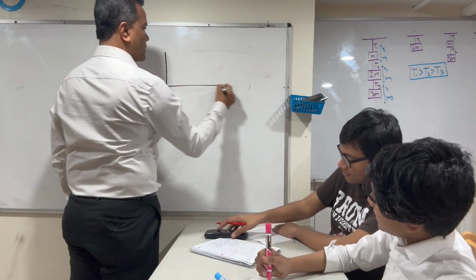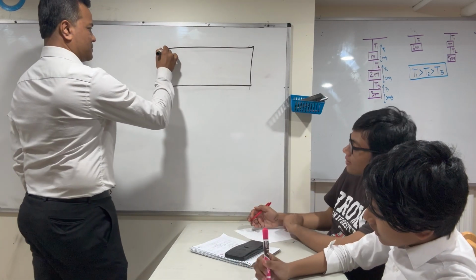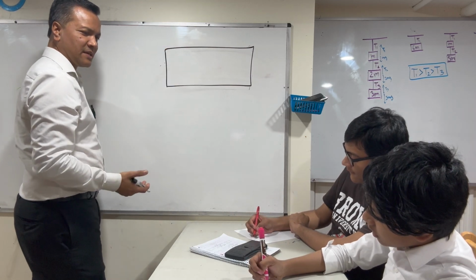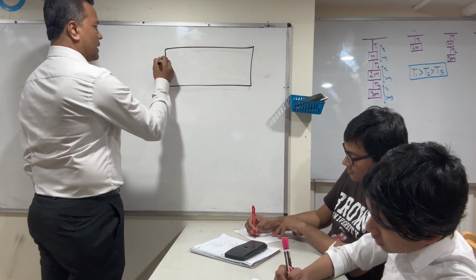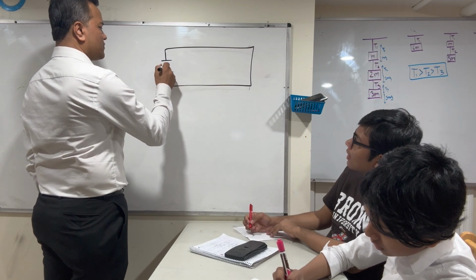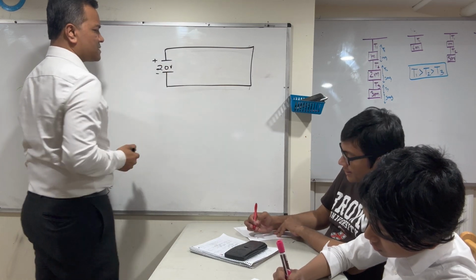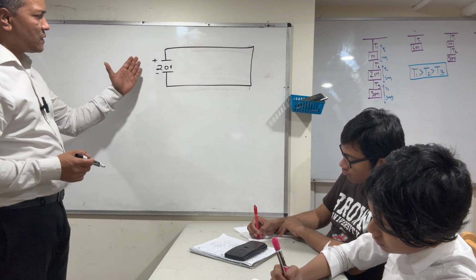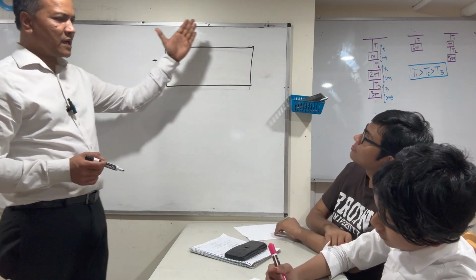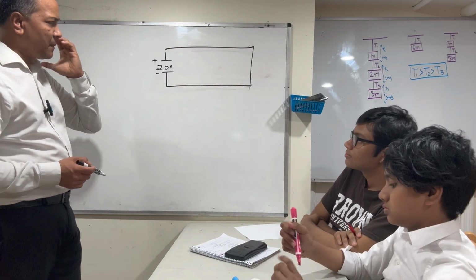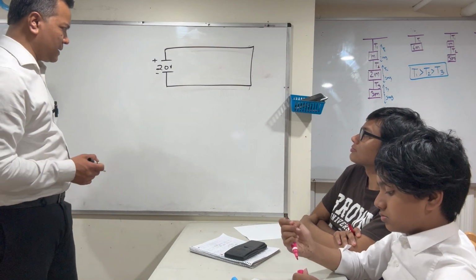Wait, something easy is complex? Okay, so we start difficult and then we go easy. So voltage, let's say 20 volt, right? This is plus, this is minus. The definition of current, as you know, is that the current goes from positive terminal to negative terminal in a given amount of time.